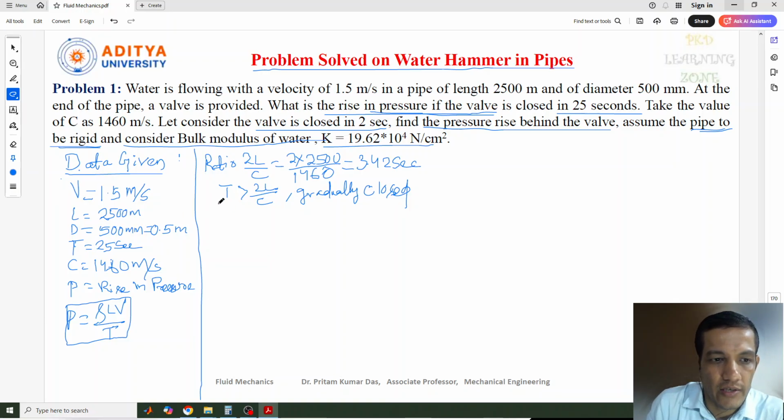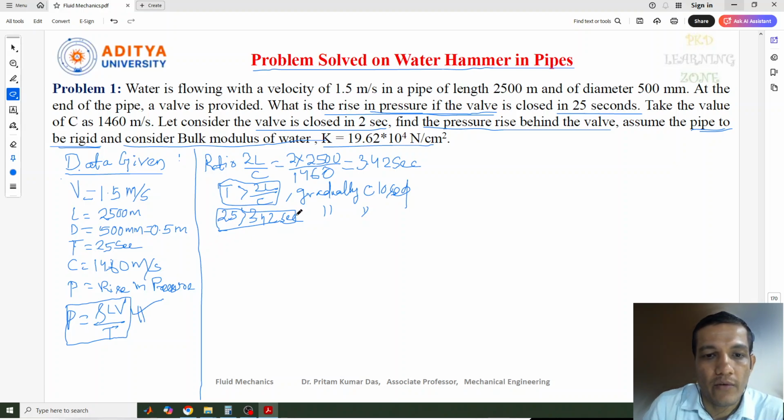Now here if you see the T value, how much is given? T value is 25 seconds, which is greater than the 3.42 seconds. So obviously this condition is satisfied. This is the condition I told you, that we need to satisfy: T greater than 2L by C. Now for a gradually closing valve, the rise in pressure, we can use this formula.